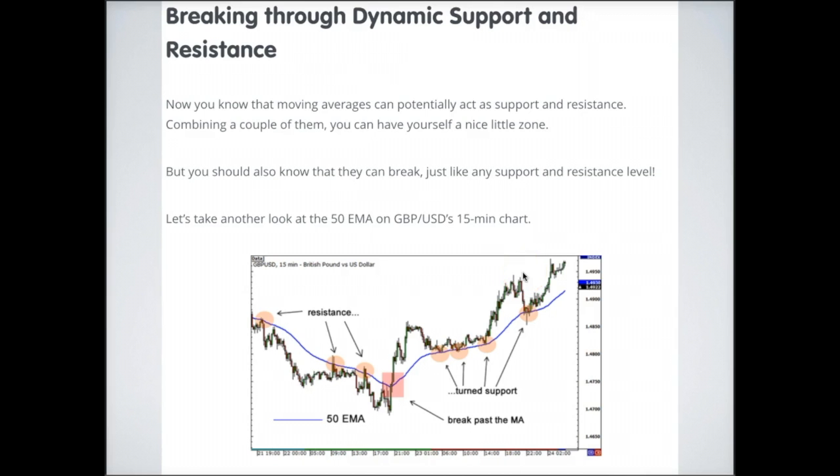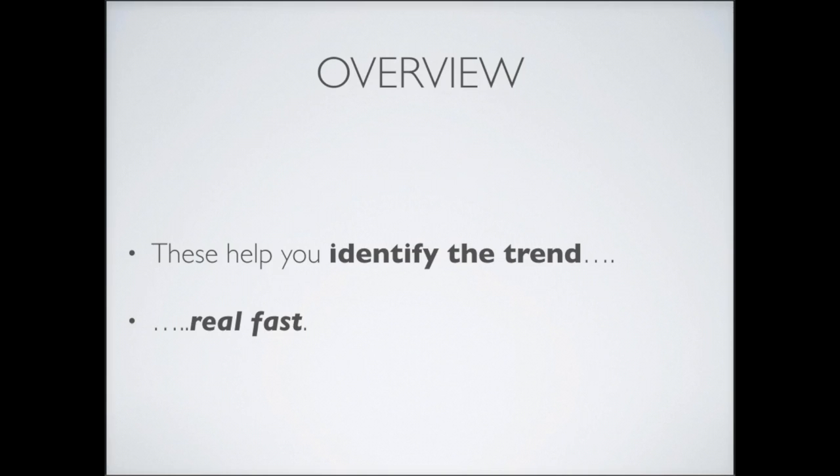And then, as you can see, it breaks through. Now you have support and resistance the other way, just from one moving average. You can use support and resistance just from one moving average, and you can see how the chart works. You can use any number you want for your EMA, whichever one works best for you, any color, whatever you want to do. So an overview real quick: moving averages help you identify the trend really fast.